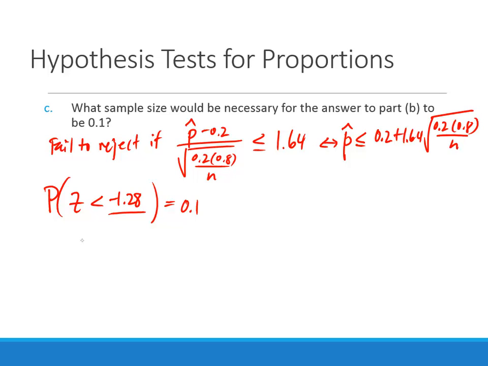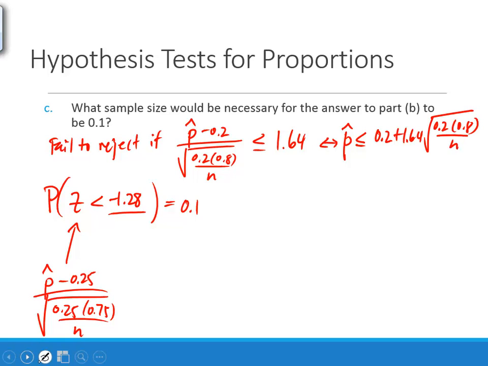Again, here remember that z is (p hat minus 0.25) over the standard error. This is under the alternative being that the proportion is really 0.25. But we'll leave an n in there for now. So we're doing the same thing that we did before. We want to set our test statistic equal to negative 1.28 to figure out our rule that way. I'll jump over to a new slide here.